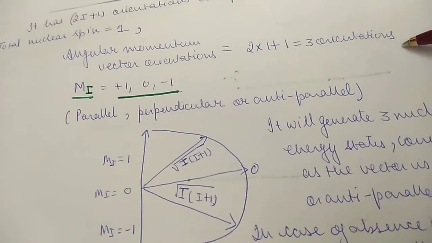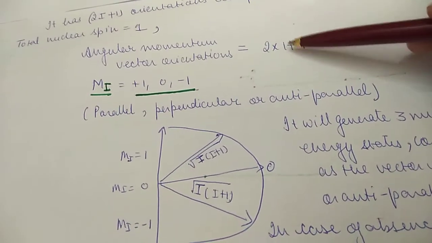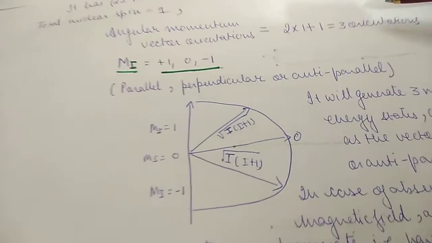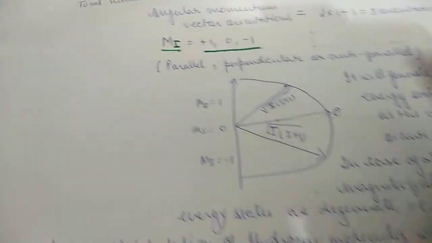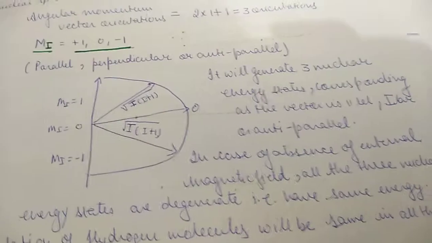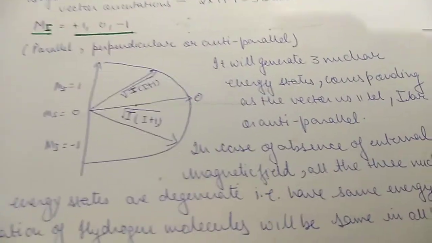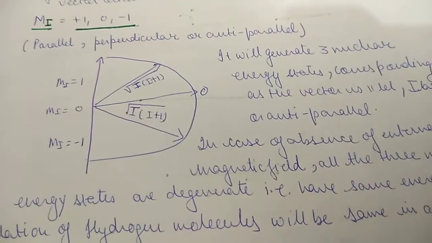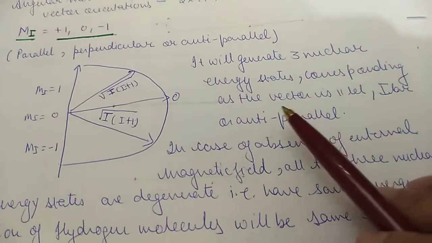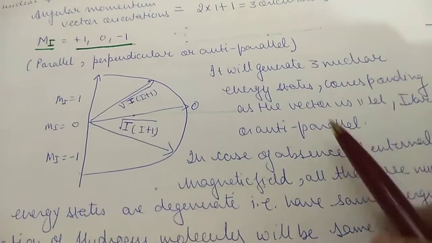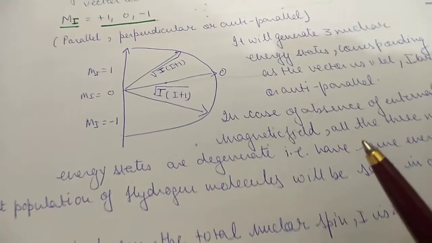3 orientations are possible: 2 into the nuclear spin 1, plus 1, that will be equal to 3. So plus 1, 0 and minus 1: parallel, perpendicular and anti-parallel. These are the 3 orientations which are possible for orthohydrogen. So it will generate 3 nuclear energy states, corresponding to whether the vector is parallel, perpendicular or anti-parallel.